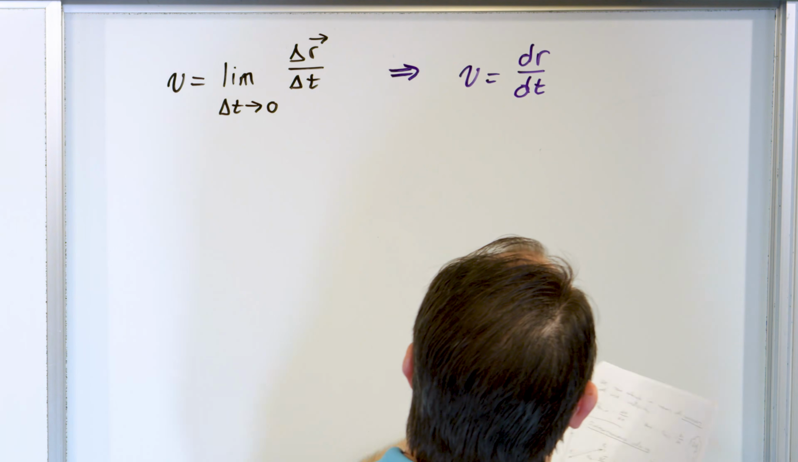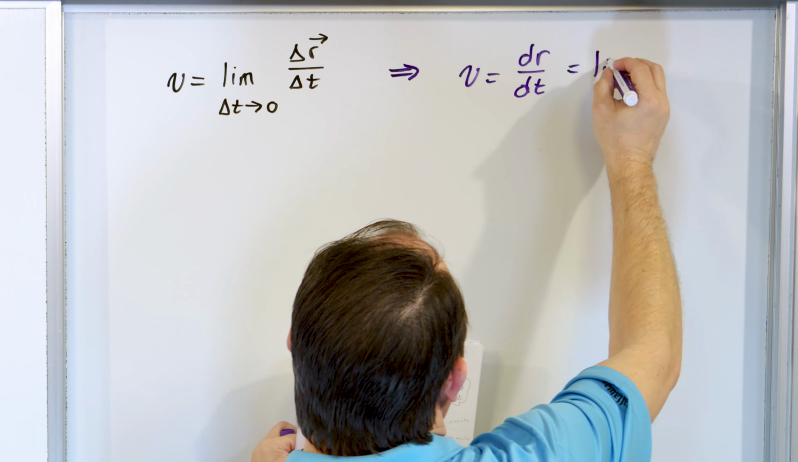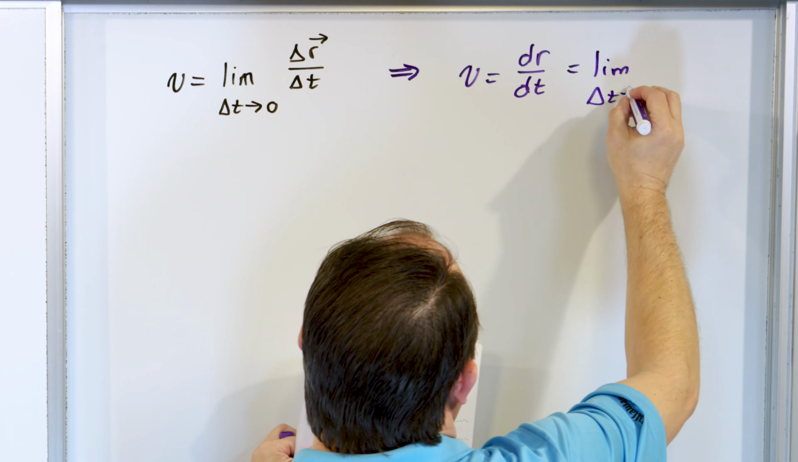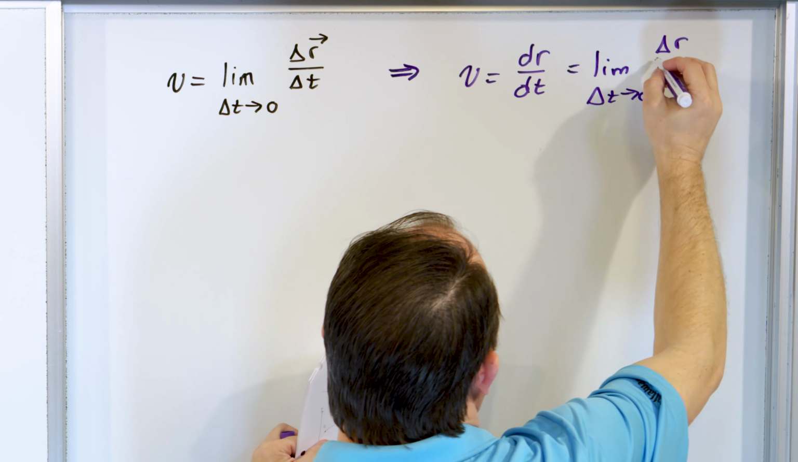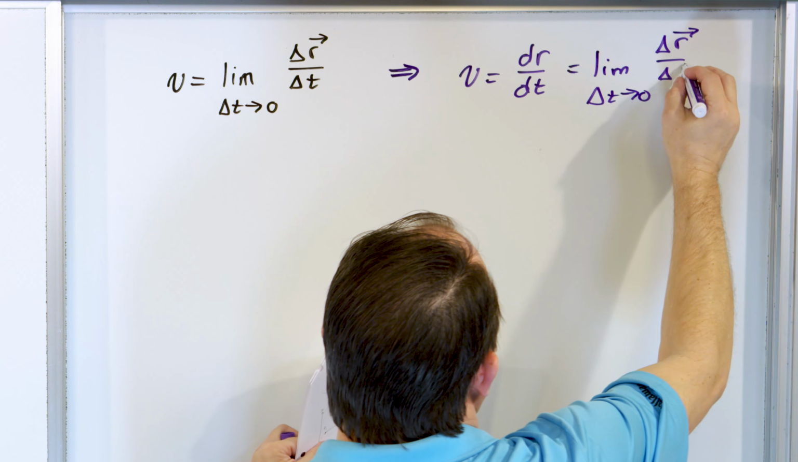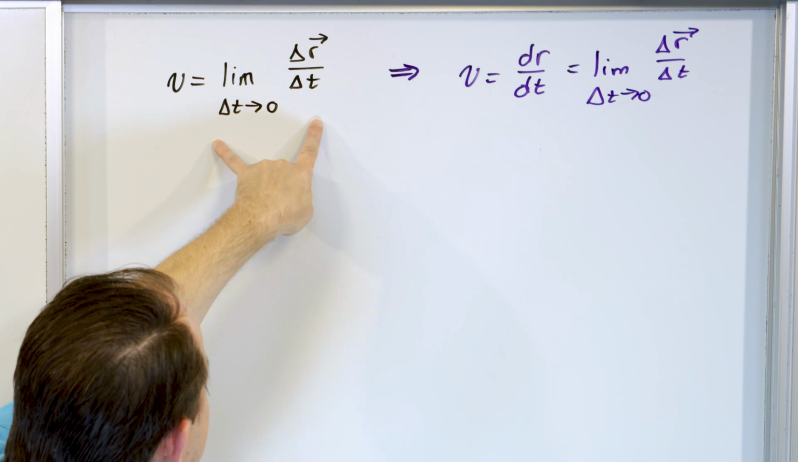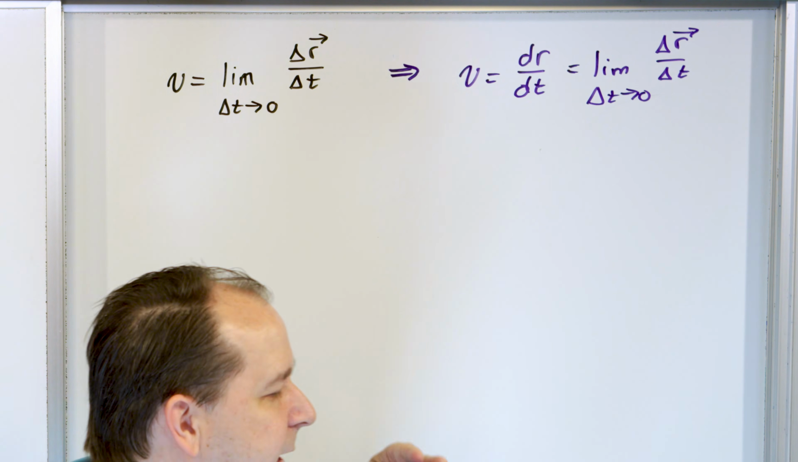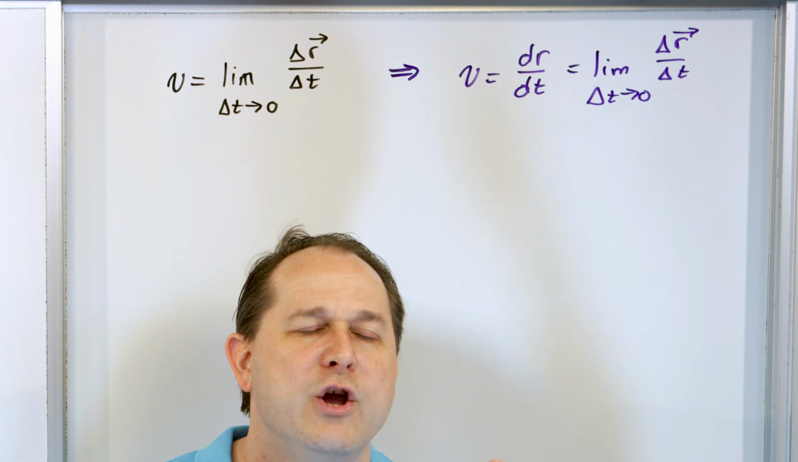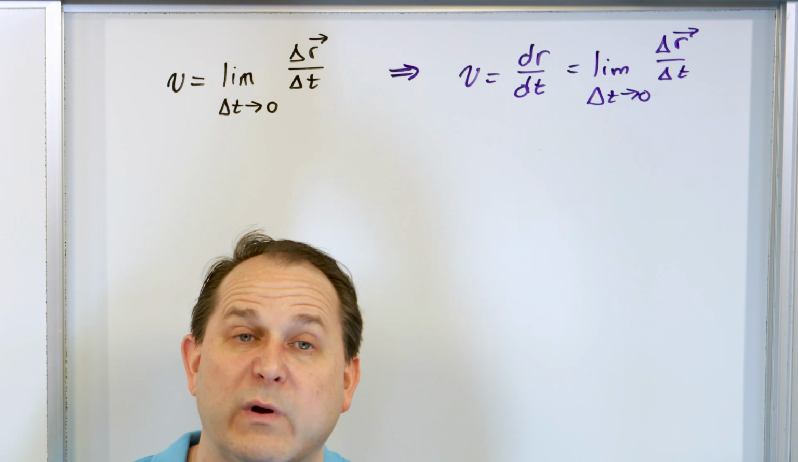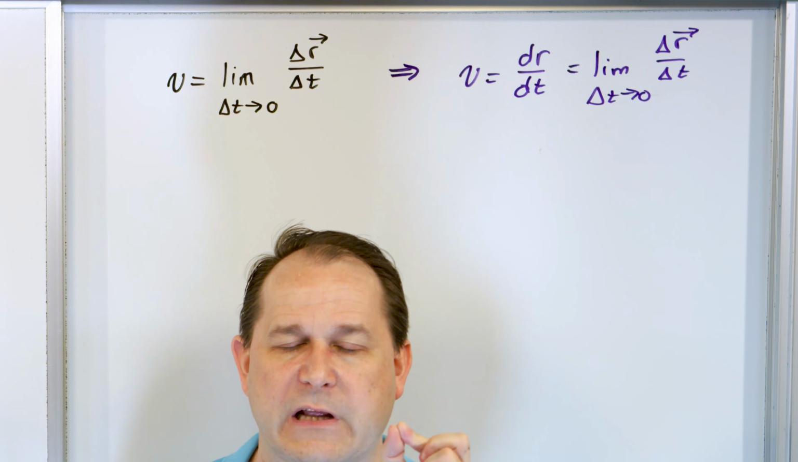When you see dr dt in calculus, what it means is you take the limit as delta t approaches 0 of the change in r divided by the change in time. So it's the same exact thing as this. If you're not taking a calculus-based physics class, we don't talk about derivatives, but this is what it's becoming. This is what the instantaneous velocity is.